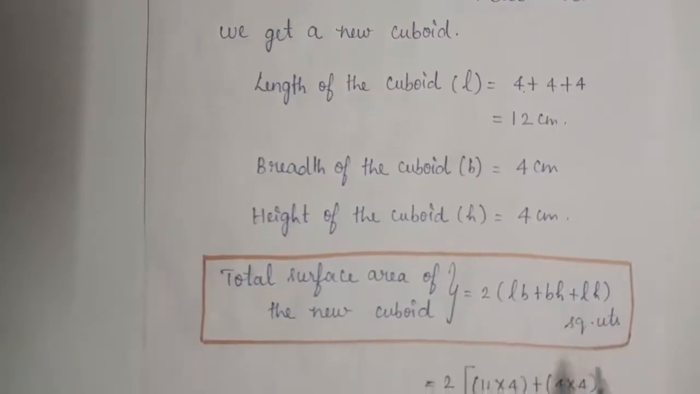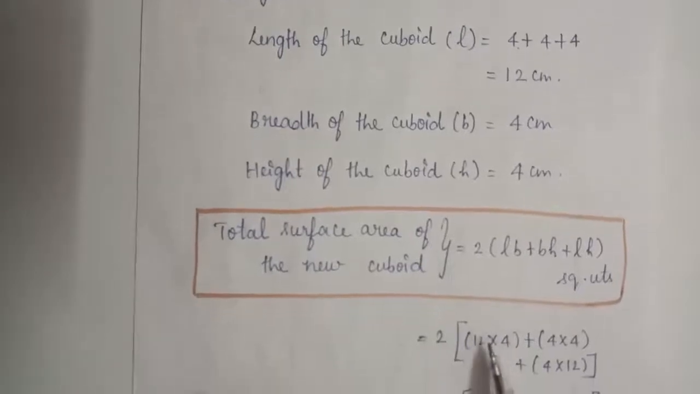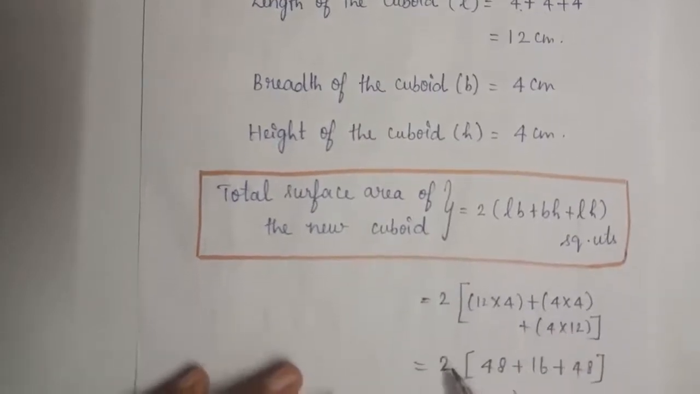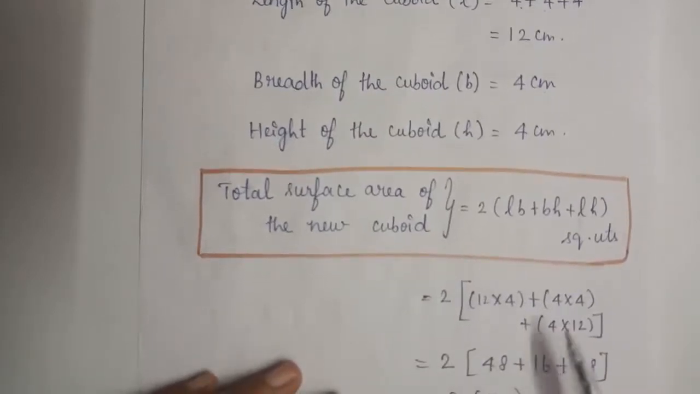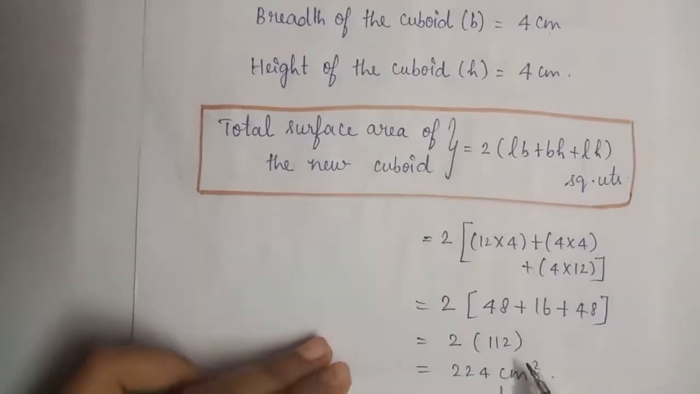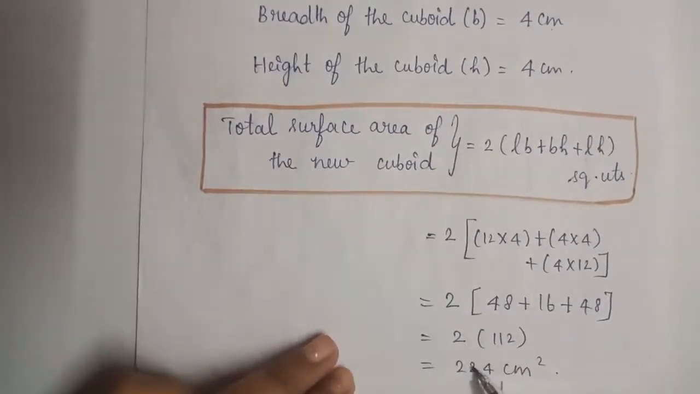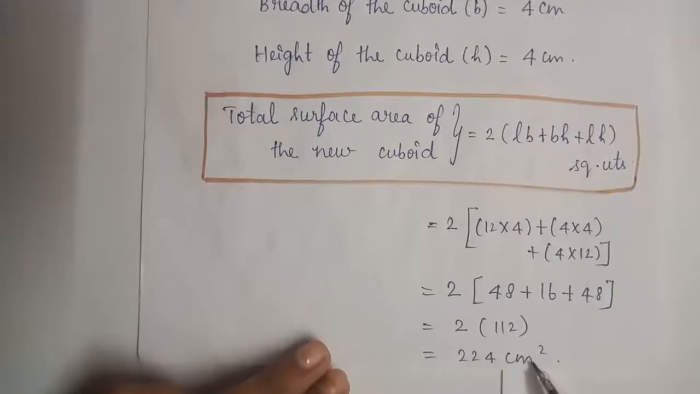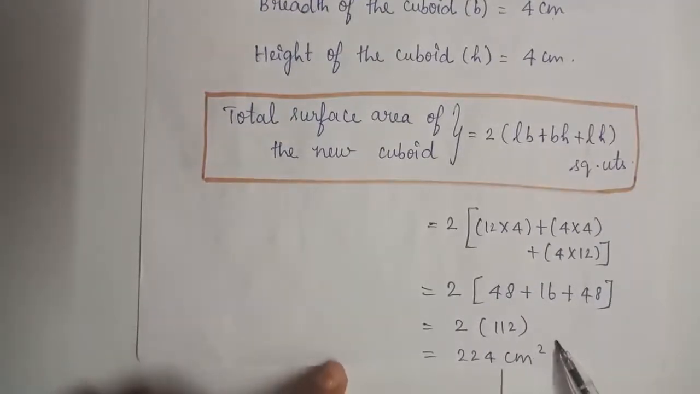So total surface area of the new cuboid is equal to 2 into lb plus bh plus lh square units, which is equal to 2 into 12 into 4 plus 4 into 4 plus 4 into 12. So 12 4s are 48. So 2 into 48 plus 4 4s are 16 plus 4 into 12 is 48, which is equal to 2 into 112. So the total surface area of the new cuboid is 224 centimeter square.